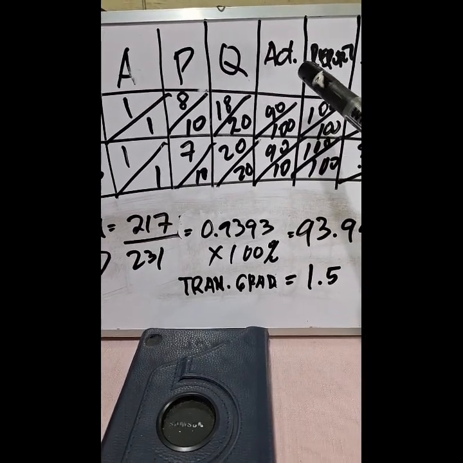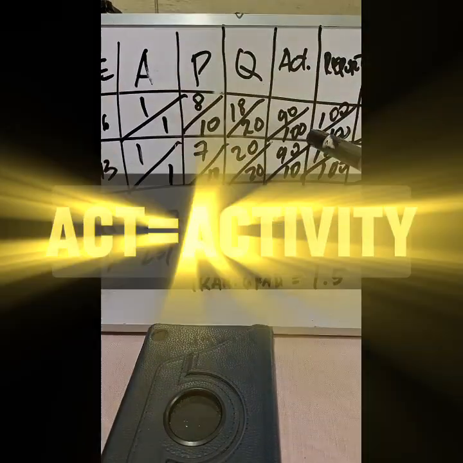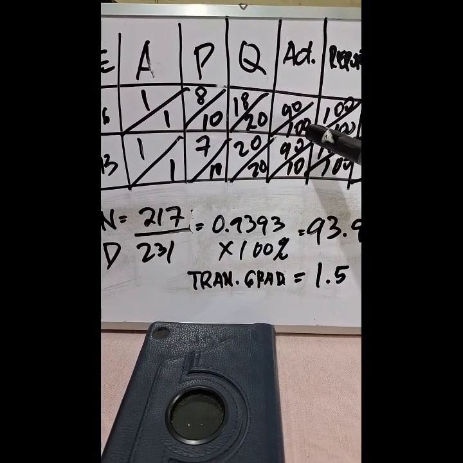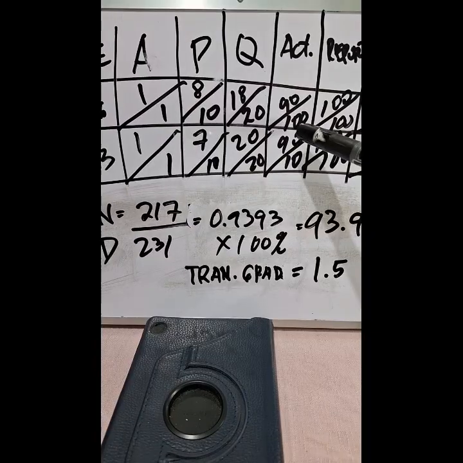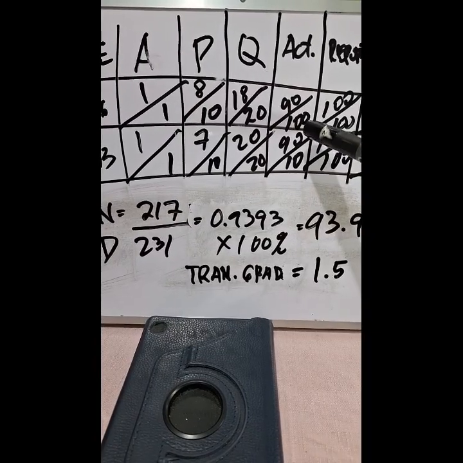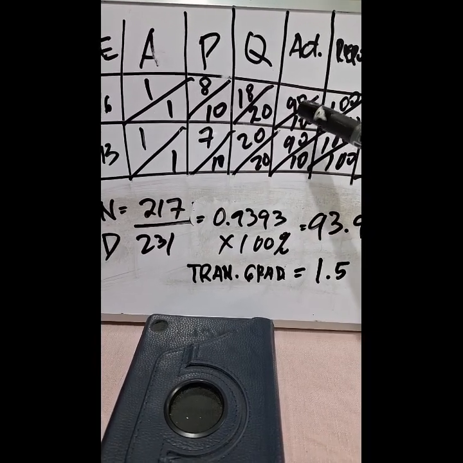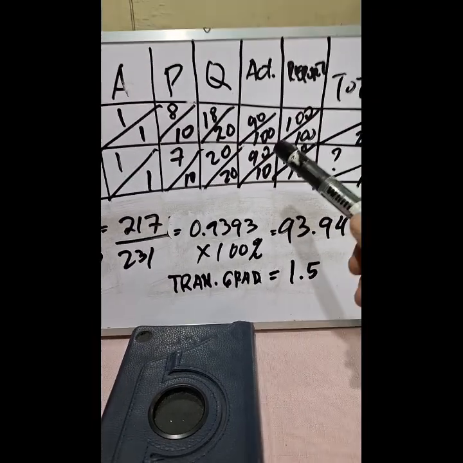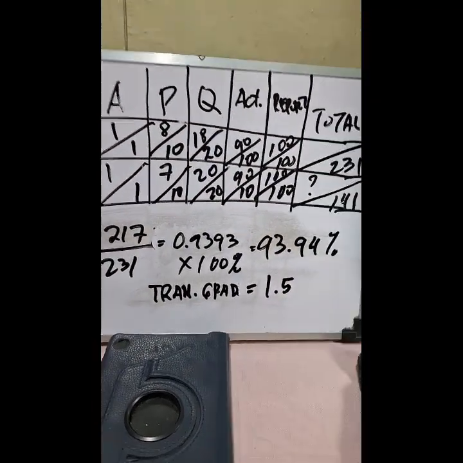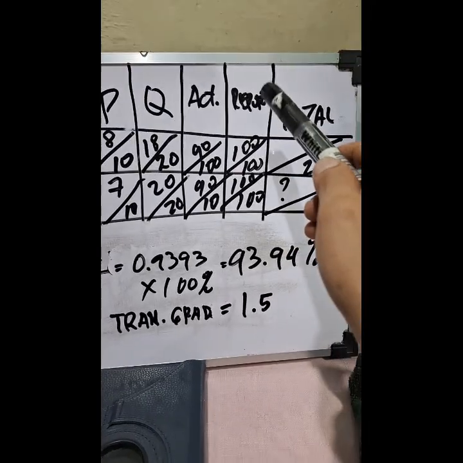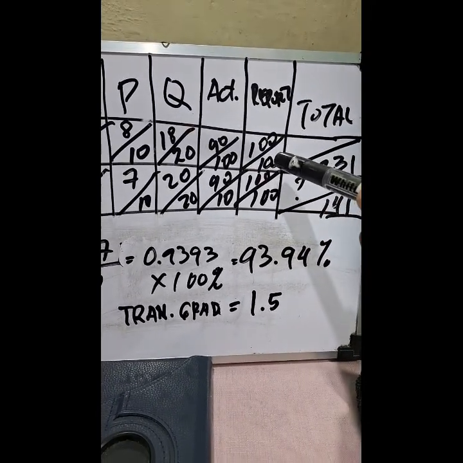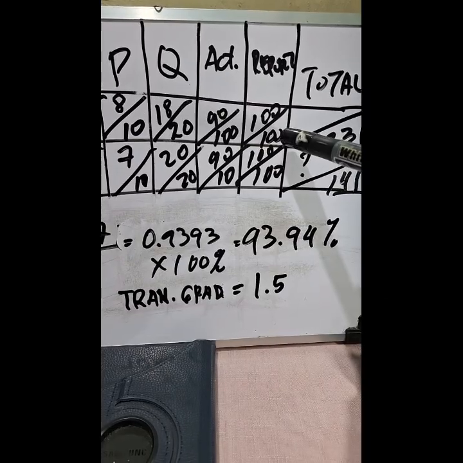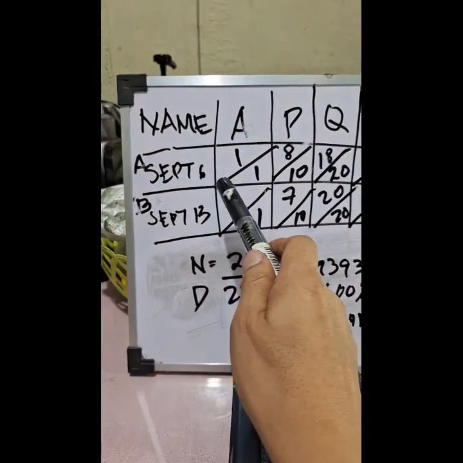And then ACT is the activity. For example, post your answer on Facebook. Persons who posted have a total score of 100, and then my assessment is 90. Hypothetically, that's the idea. Then another activity is the reporting. If I ask my students to report, the highest is 100.